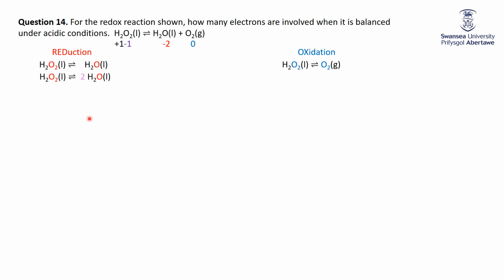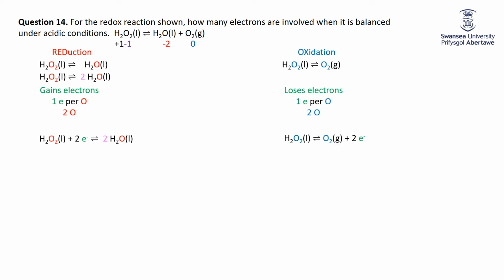Balance the important atoms: we've got 2 there, need 2 here, so we need 2 waters. Each oxygen gains from -1 to -2, so gains 1 electron, and we've got 2 oxygens, so we need to gain 2 electrons. Over on the oxidation side, we've got 2 oxygens, so that's great. No need to worry about extra numbers of oxygens there. Each oxygen goes from -1 to 0, so each oxygen loses 1 electron, again 2 oxygens, so 2 electrons involved.